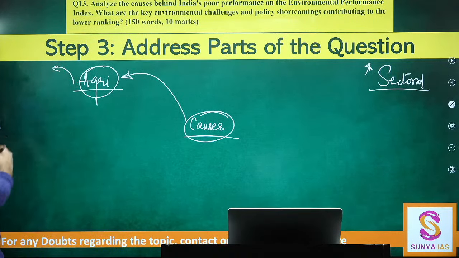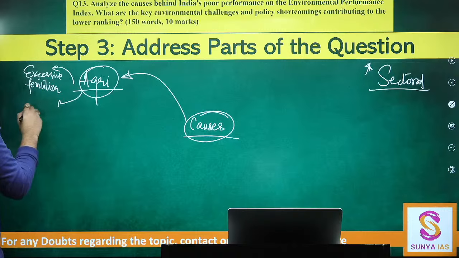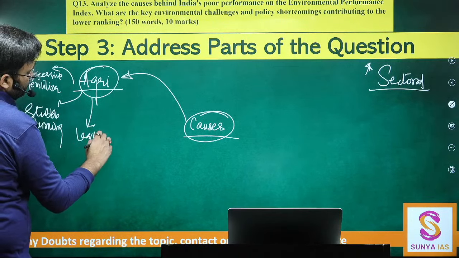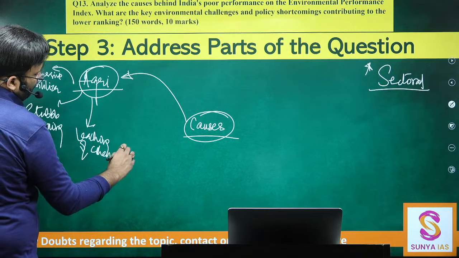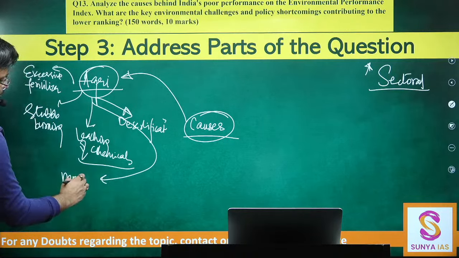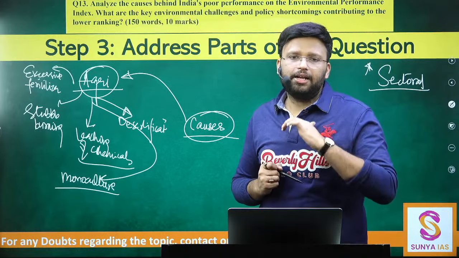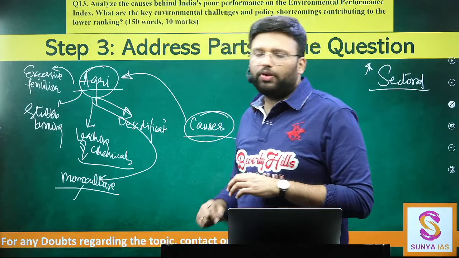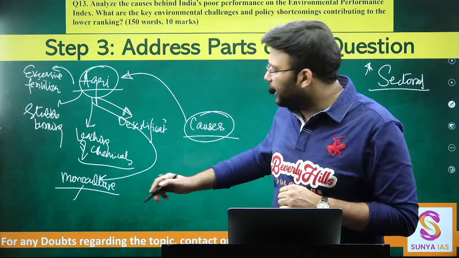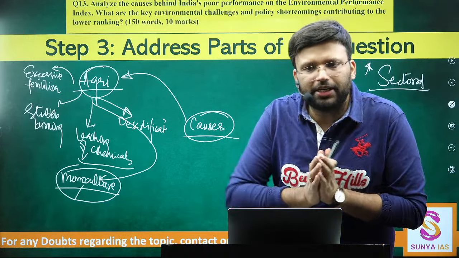We are seeing how there is excessive fertilizer use, how there is stubble burning, how there is leaching of chemicals, how there is also desertification of land, how we are going for monoculture. What is monoculture? Monoculture means that we are just going for wheat and paddy mostly, right? That is monoculture. So what will happen because of monoculture? The local flora, the local vegetation that was there, will suffer. That is why monoculture is dangerous for environmental protection, because environment is also about biodiversity.